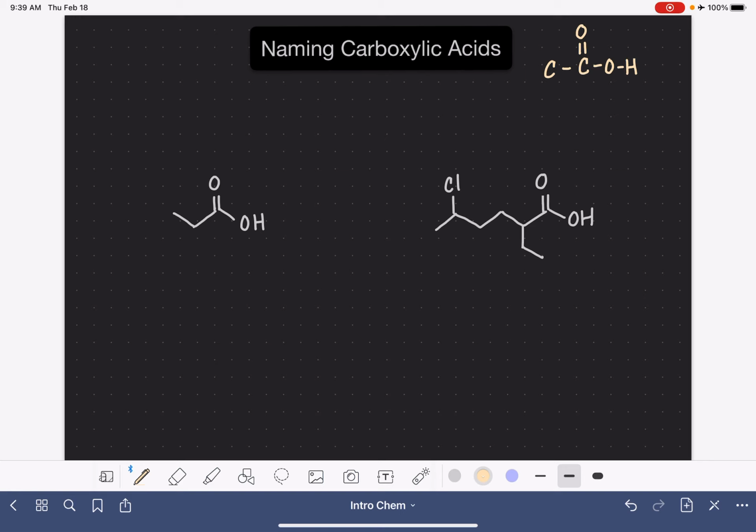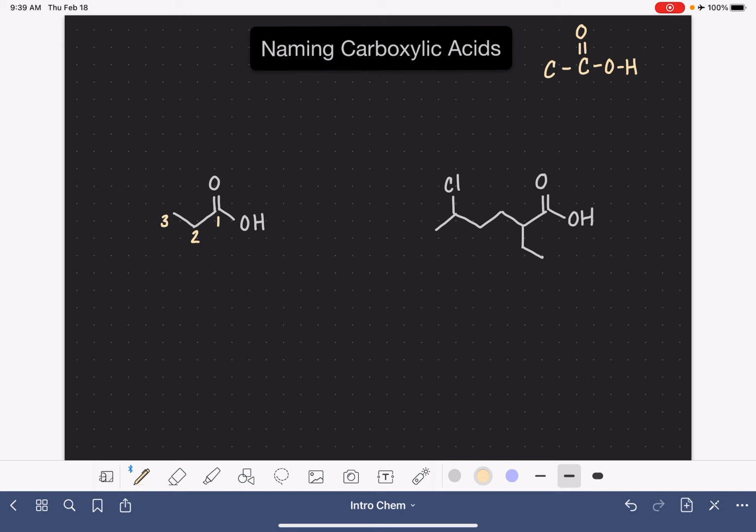Our next step is to number that continuous chain of carbon atoms, and we want to make the carbon of the carboxylic acid group carbon number 1. So this will always be our carbon number 1. If we had a more complicated molecule with branches or halogens or substituents or anything, we would begin by naming those just like we normally do. For this simple molecule with no branches, we're going to jump straight to the molecule's name.